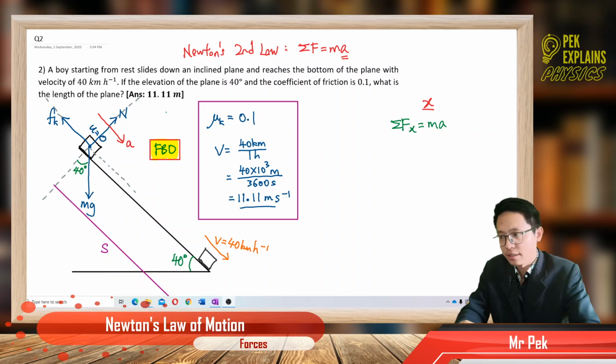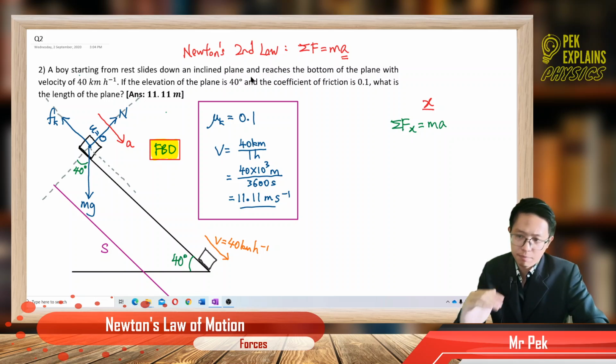So today we are going to learn more about forces. Here's the second question. A boy starting from rest slides down an inclined plane and reaches the bottom of the plane with velocity of 40 km per hour. If the elevation of the plane is 40 degrees and the coefficient of friction is 0.1, what is the length of the plane?